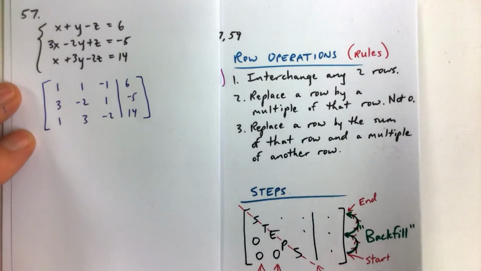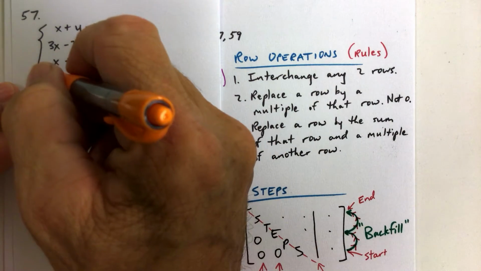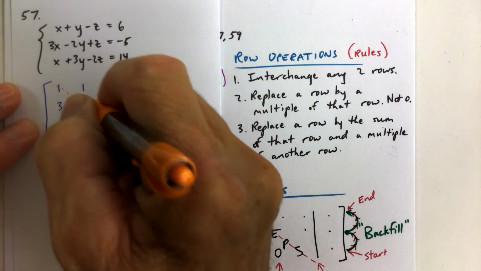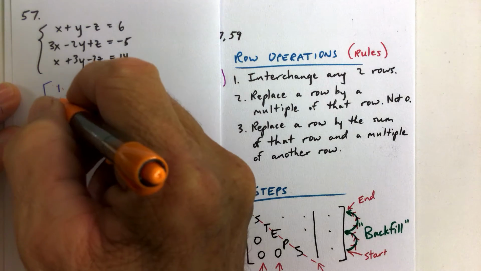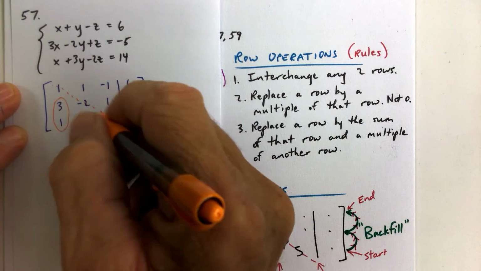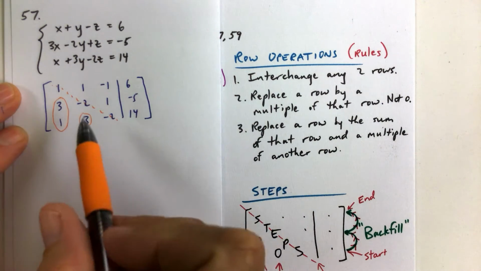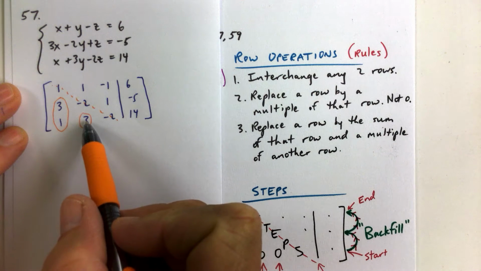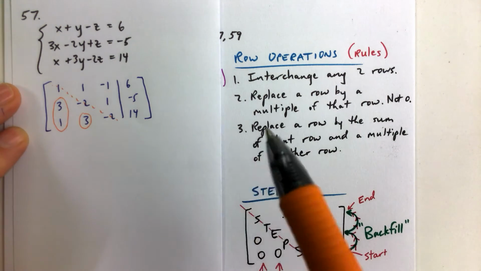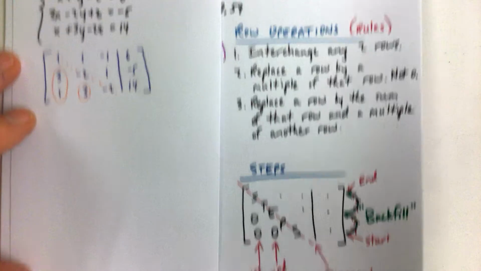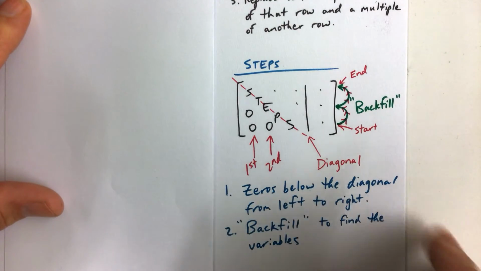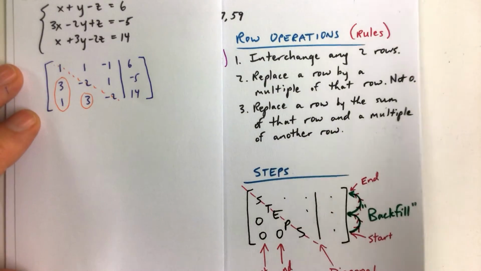So let's indicate our diagonal. So these guys right here are along the diagonal, and we want to get zeros in the first column under the diagonal, and then after that we would get a 0 in the second column underneath the diagonal. So that's our first order of business. Again, to get zeros below the diagonal from left to right. It's the first thing we're going to do. And so how do we do that?